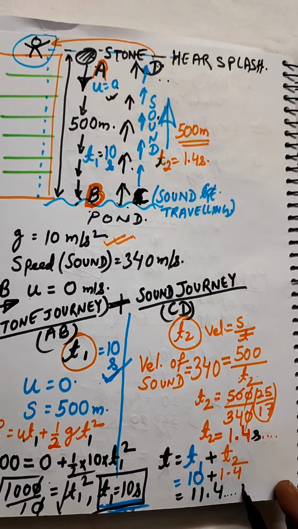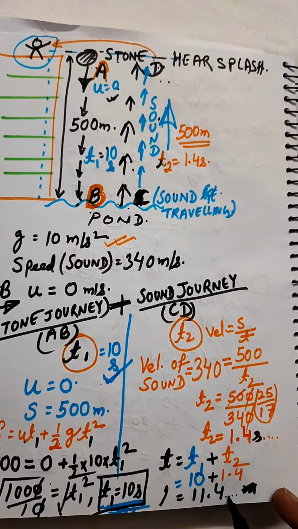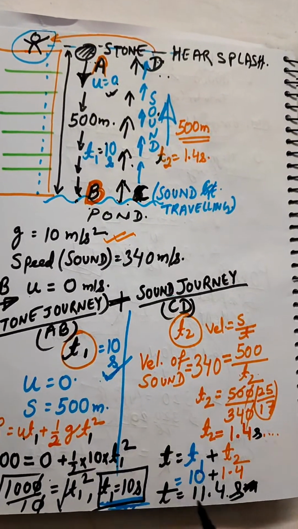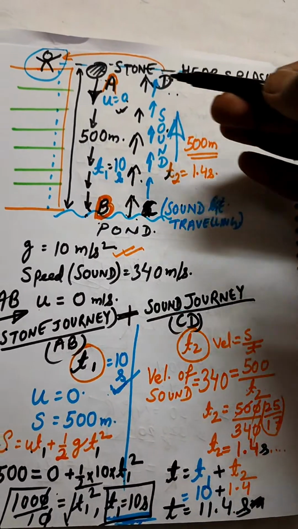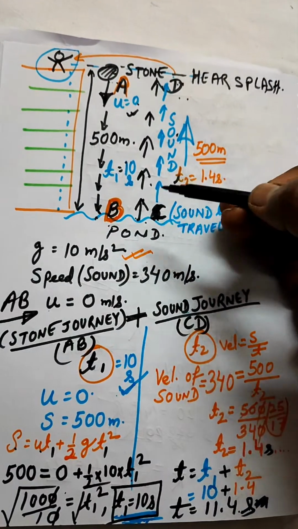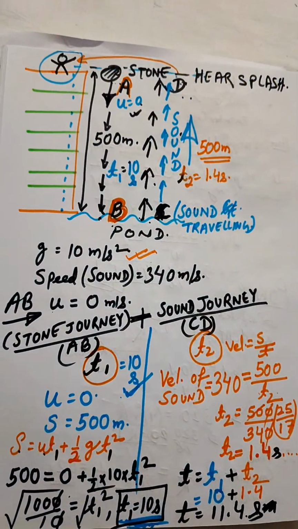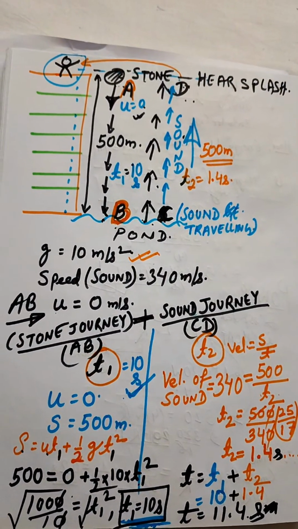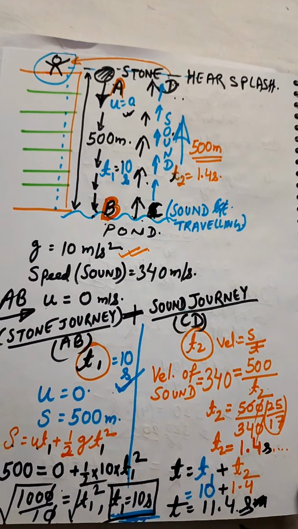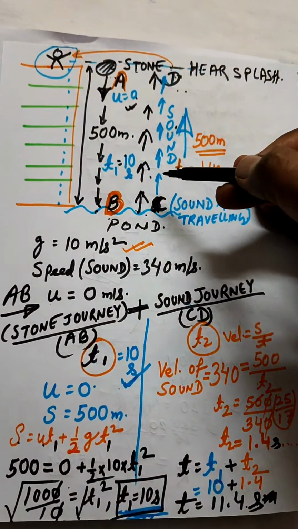11.4 and something. So this is the time, sorry, not meter, it's seconds. These seconds are the time taken from when the stone is dropped until it reaches the pond, the sound is generated, and it reaches back to your ear. So the question was, when is the splash heard at the top? The splash is heard after 11.4 seconds from when the stone is dropped.